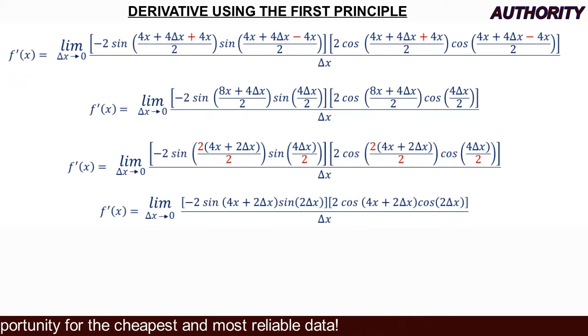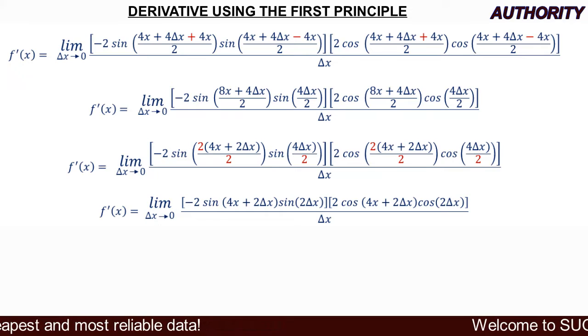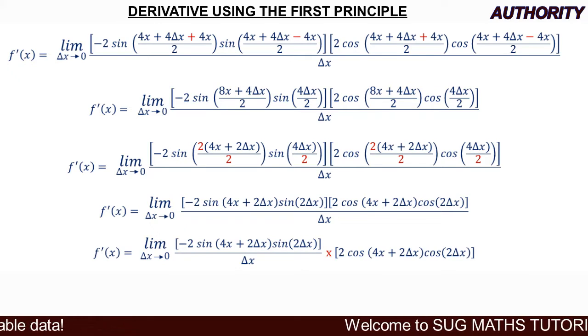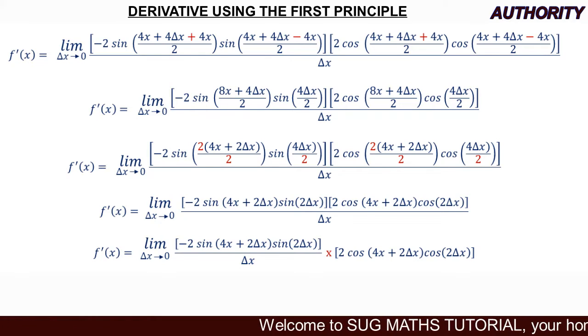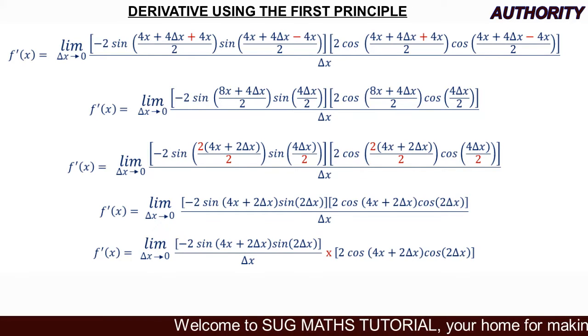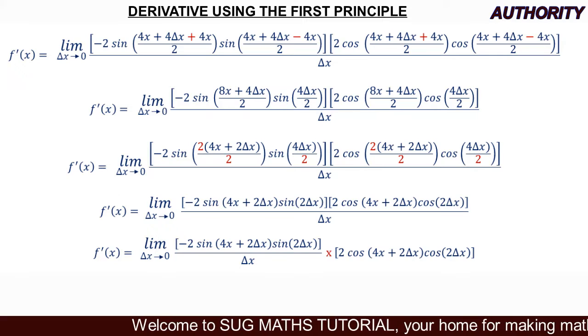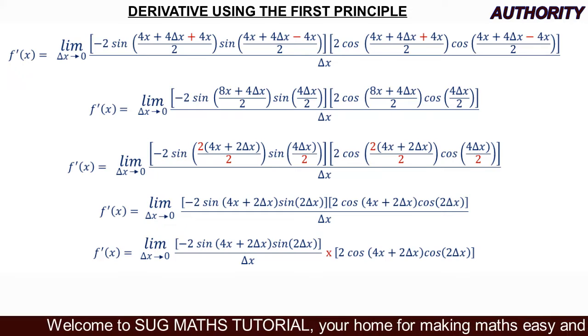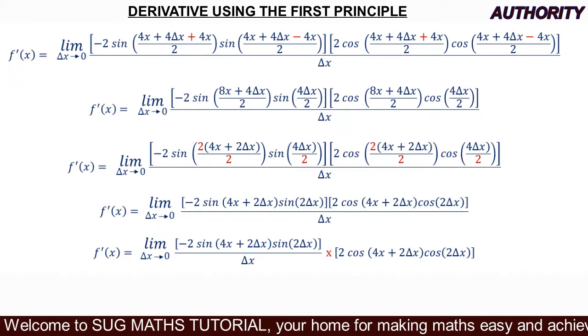Now let's go. Here we have f prime of x is equal to the limit as change in x approaches 0. We are going to split this into 2. So splitting it into 2, look at how we're going to write it. We're going to have minus 2 sine of (4x plus 2 change in x) multiplied by sine of 2 change in x, all over change in x, multiplied by 2 cos of (4x plus 2 change in x) cos of 2 change in x. Hello. Yes.